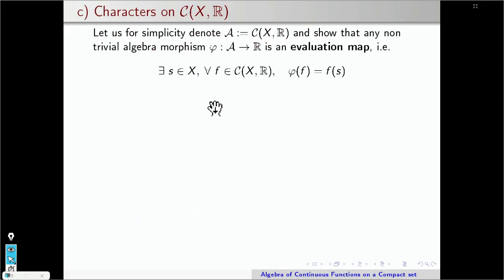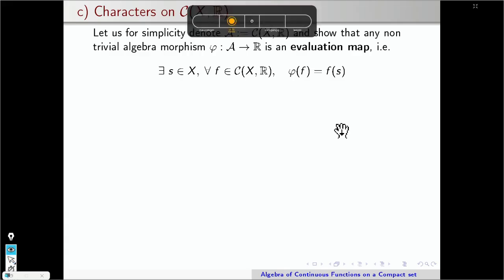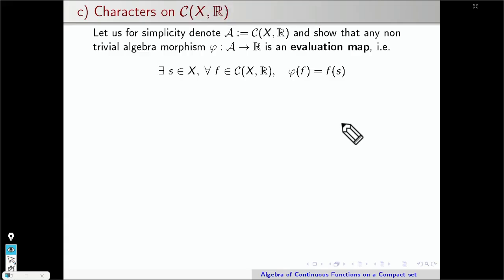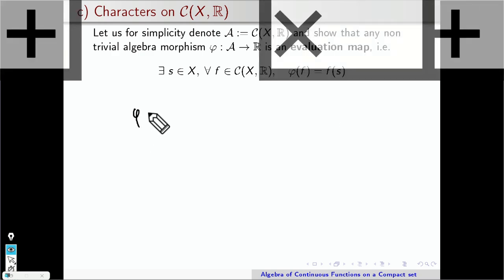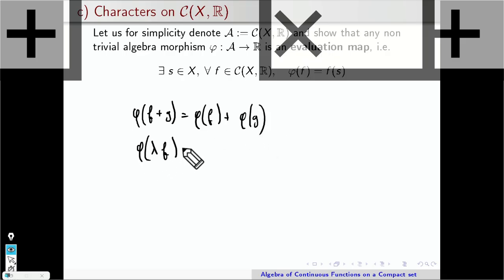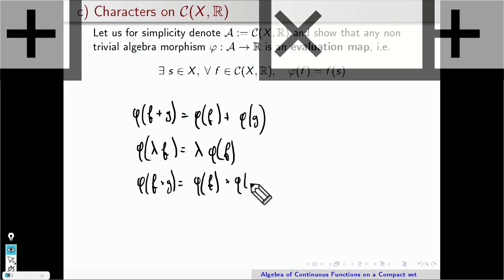And let us now look at algebra morphisms. And we said that they are of the specific form that to a function f, it associates simply the value at S. Let me just recall the definition of algebra morphism. So it is, you probably already know. So it preserves the sum, it preserves the operations. So addition, if I multiply by a constant lambda, so this is linearity, and it also preserves the product. So if f and g are in the algebra of functions, it gives phi of f times phi of g.